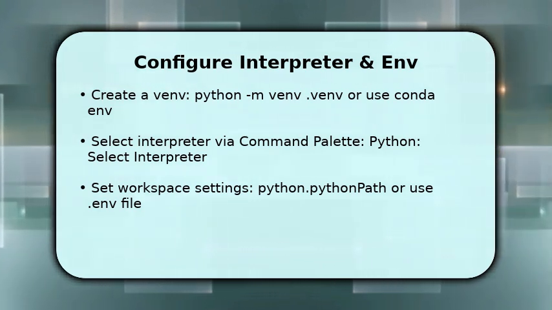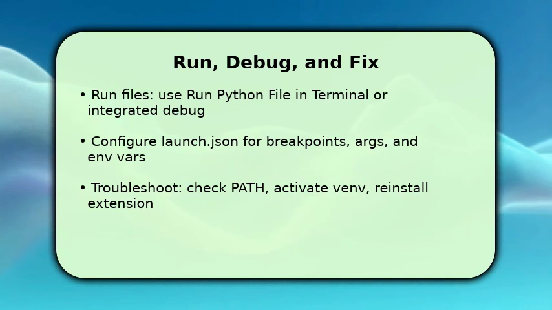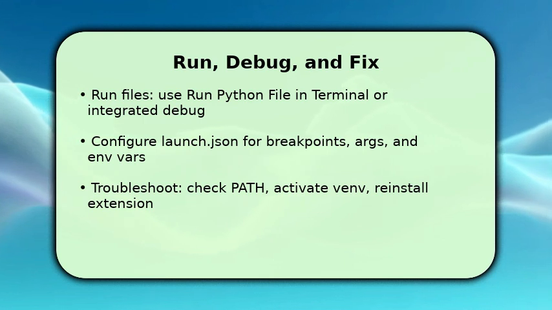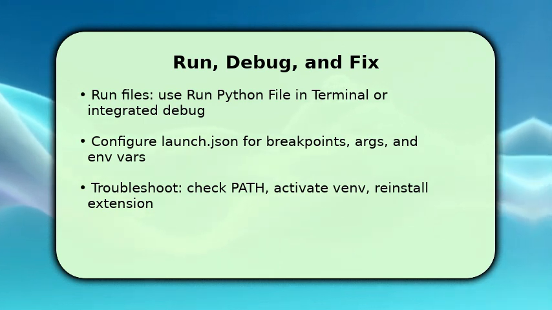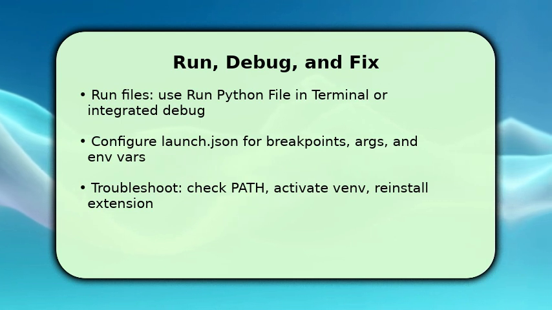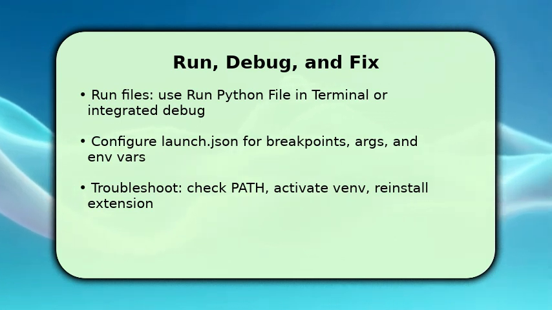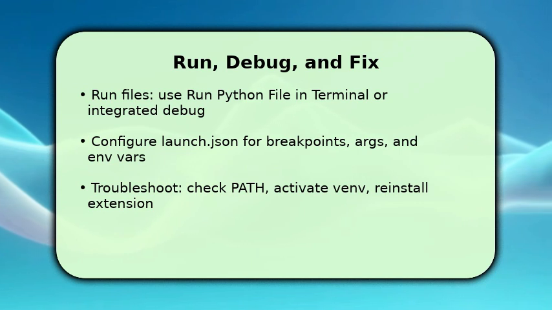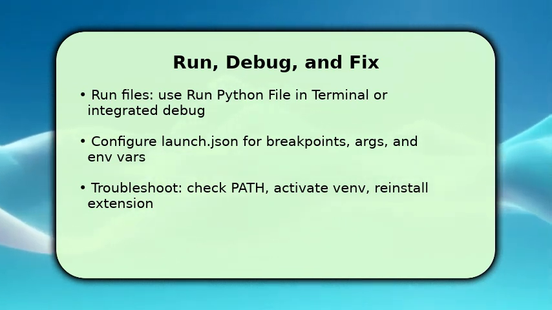You finish by running and debugging to validate setup. Use Run Python File in Terminal for quick checks, then create a debug configuration with launch.json to set breakpoints, arguments, and environment variables. If code uses packages, pip install into the active environment. Make sure the terminal is activated so installs target the right venv.